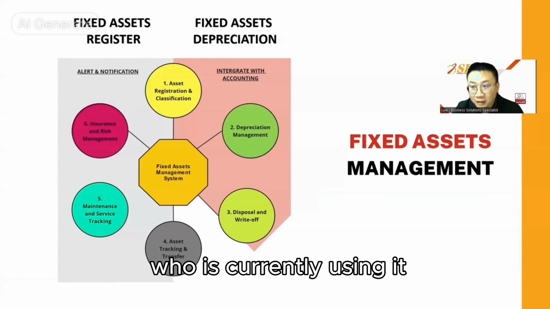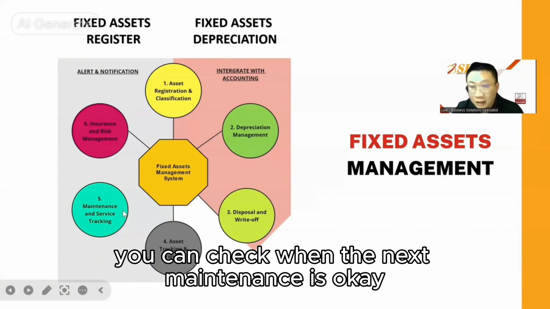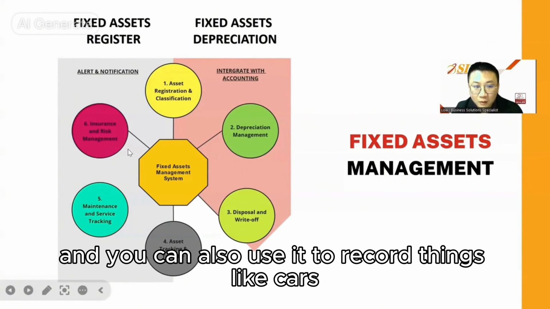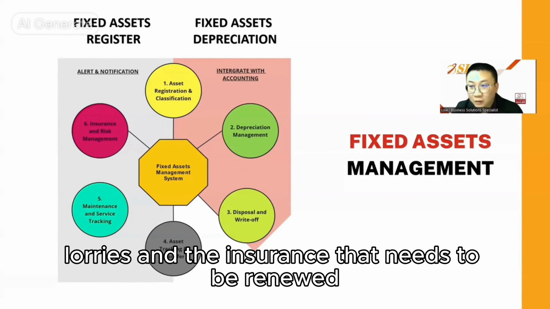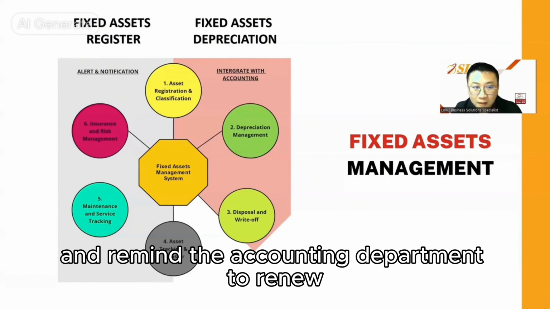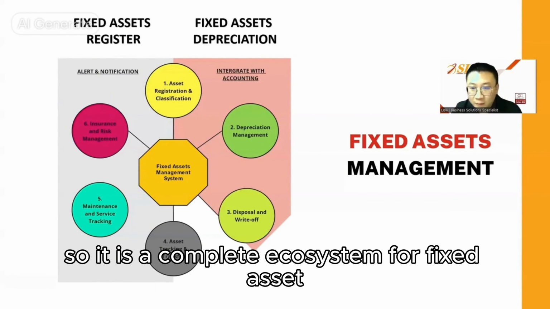is in, who is currently using it, and for some assets like machinery that need maintenance, you can check when the next maintenance is. In this way, you can record its maintenance, what was repaired, and you can also use it to record things like cars, lorries, and the insurance that needs to be renewed. So you can also record those insurance policies and remind the accounting department to renew those insurances. So it is a complete ecosystem for fake asset.